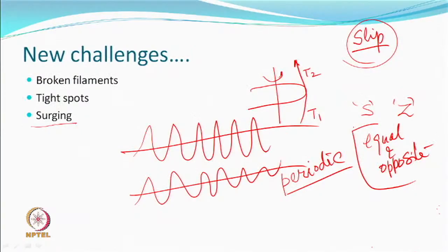So, what will surging result in? It can also result in tight spots, because whenever there is a stick and slip phenomenon taking place, something like this will happen periodically. Twist will go down when there is a slip, tension will go down and again pick up, the tension will increase, the slip will increase. Let us say we are talking about the tension T1.